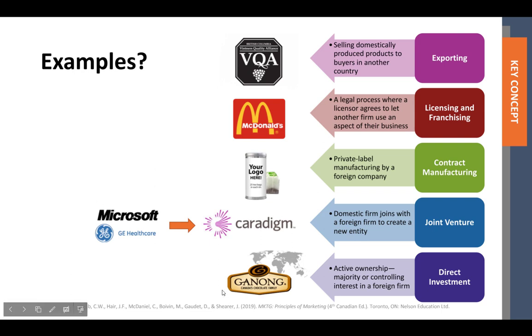And then direct investment. Ganong is a famous Canadian chocolate family, and they definitely create chocolate factories also in Europe. They didn't want to outsource it to somebody else. They wanted to control the entire thing while bringing in all the profits that they possibly could.